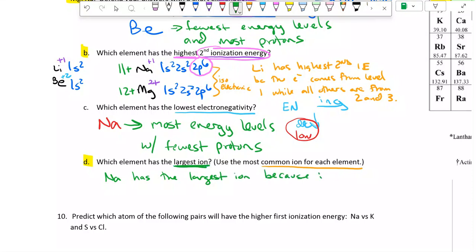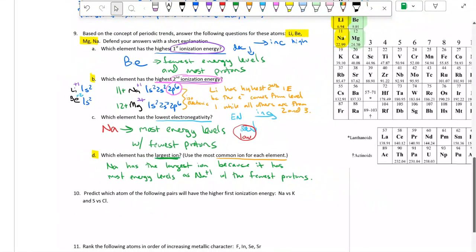And why is it? Because it will have the most energy levels as Na plus 1 with the fewest protons. Okay, those are fairly challenging to understand when you start editing what they are out of their normal trends.